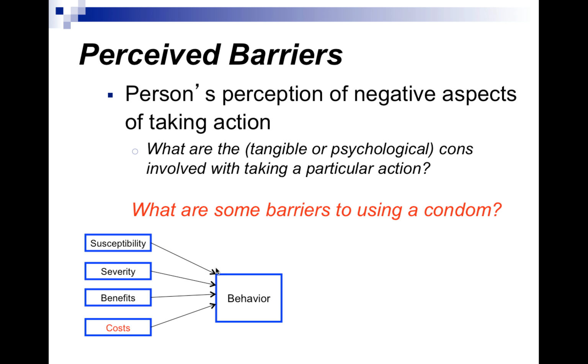But there are also perceived barriers, the costs of taking a particular action. And for condoms, examples might be that they can be messy, obstructive. They might show your partner that there's mistrust. They might be embarrassing to buy. Places don't always have them, so there's not accessibility. They can be expensive and not always reliable.